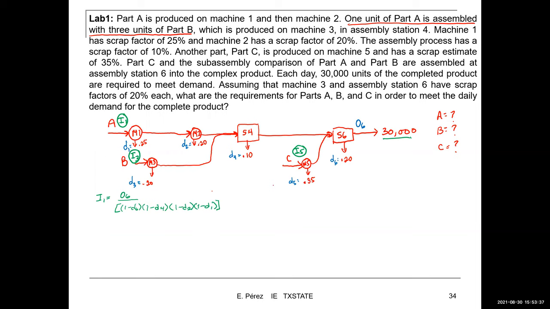So if I substitute those numbers, 30,000 divided by 1 minus D6, which is 0.2, times 1 minus D4, which is 0.1, times 1 minus D2, which is 0.2, times 1 minus D1, which is 0.25. And the number I got for that is 69,444.44.